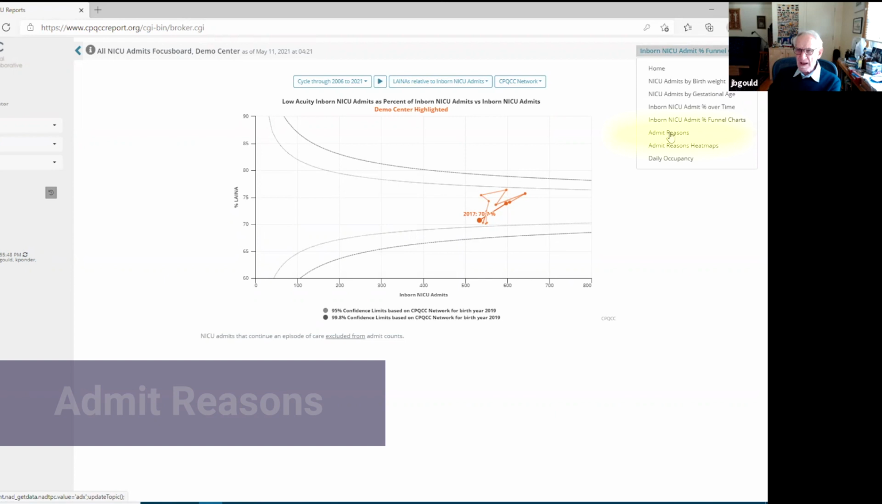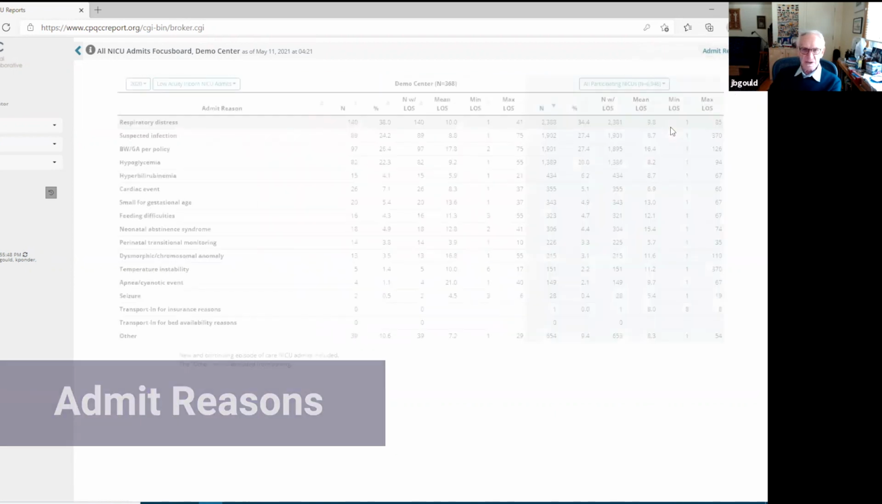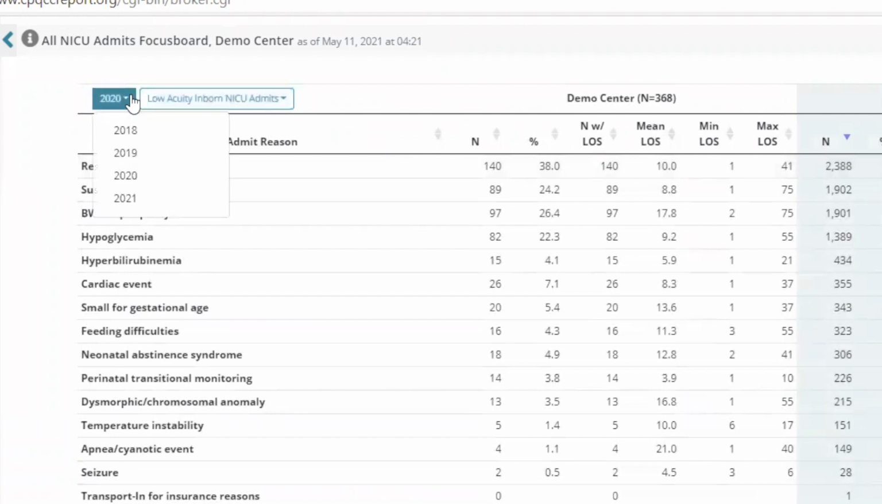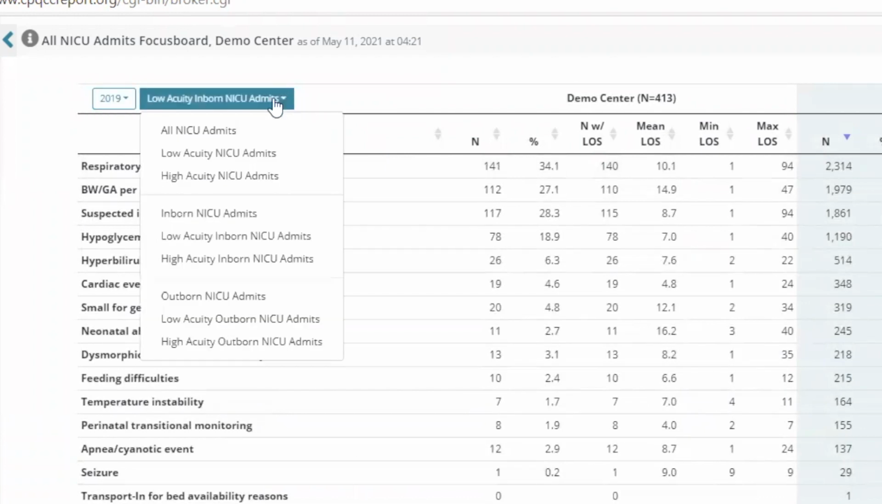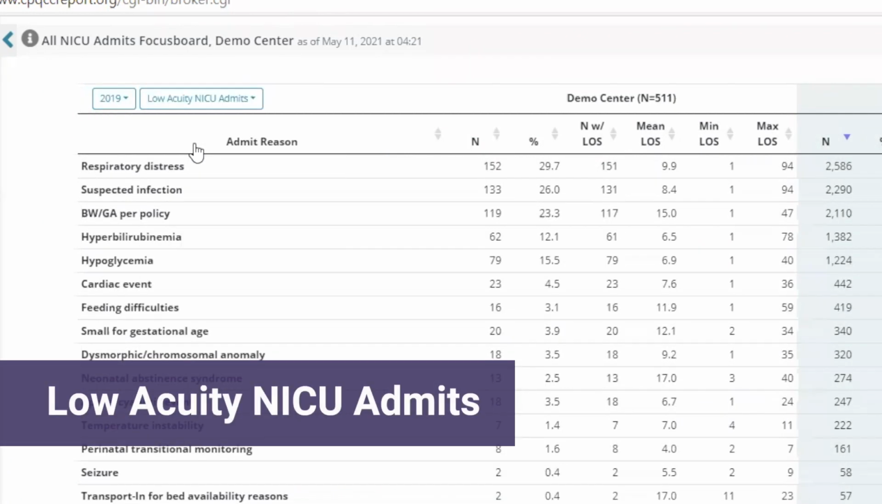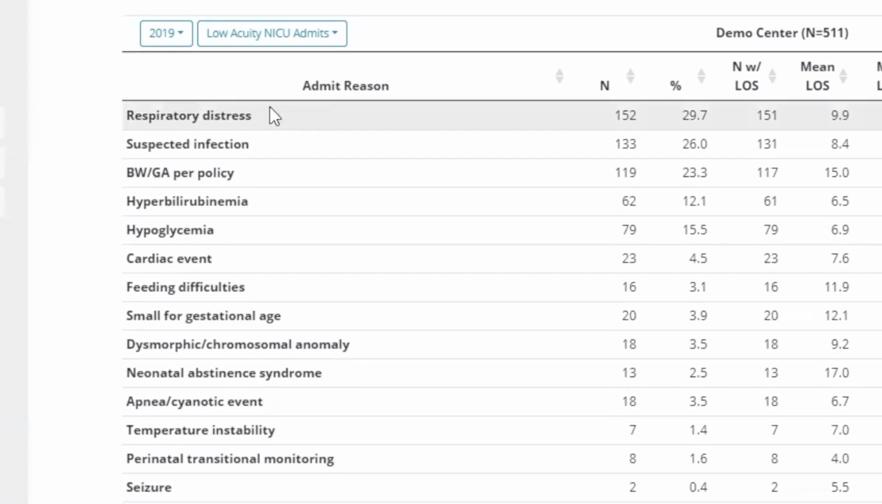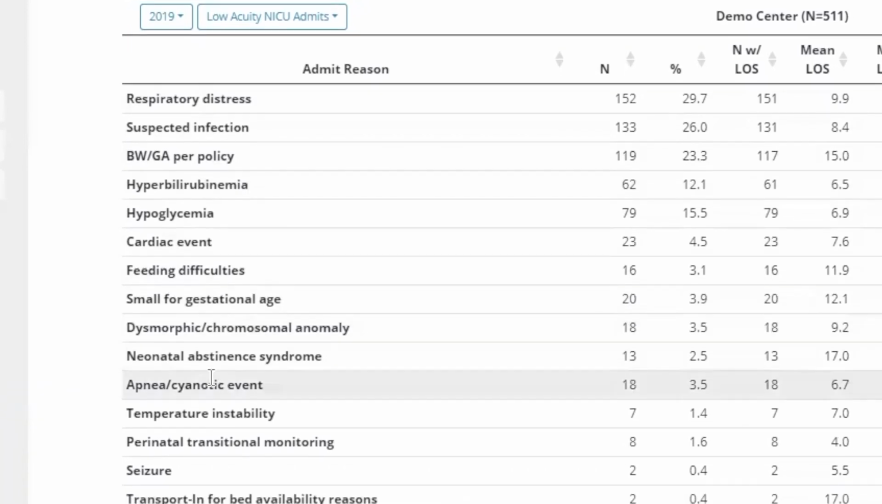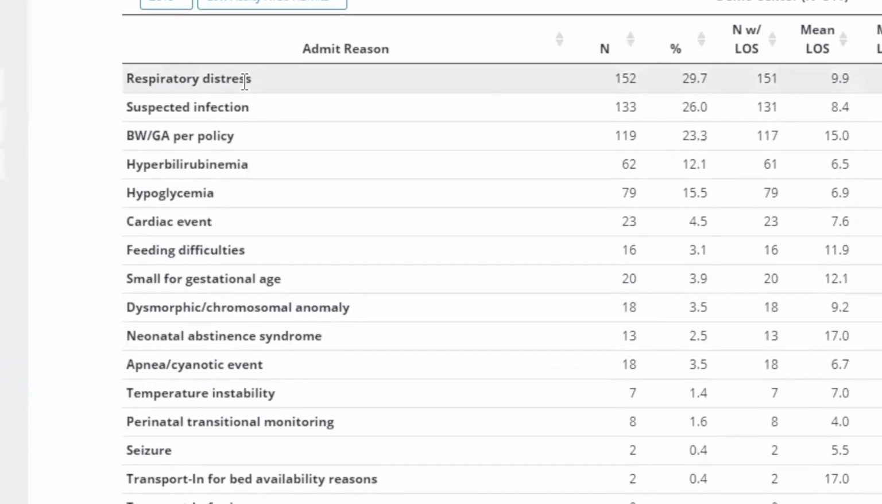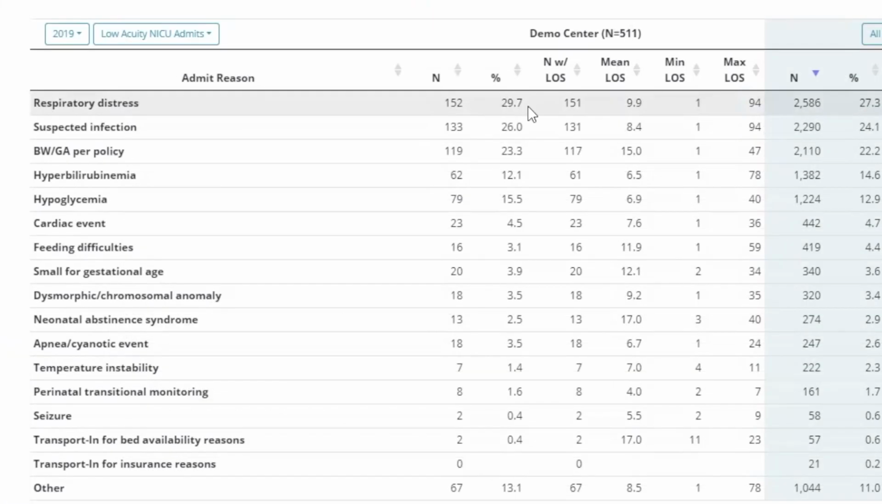What are they? And so we can then click on the reasons for admission. And again, we'll go to 2019. So we're going to look at all low acuity admits and ask, what are the major reasons we're admitting? And here is rank ordered: respiratory distress, a suspected infection. So 29% of our kids were for respiratory distress and 26% for infection.